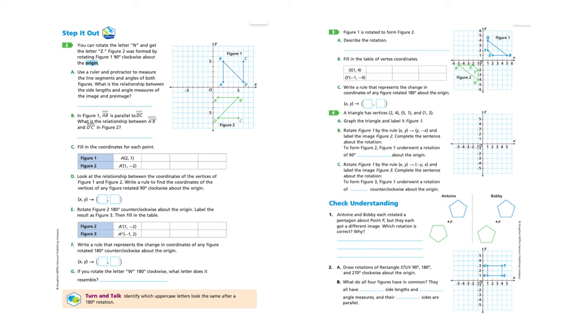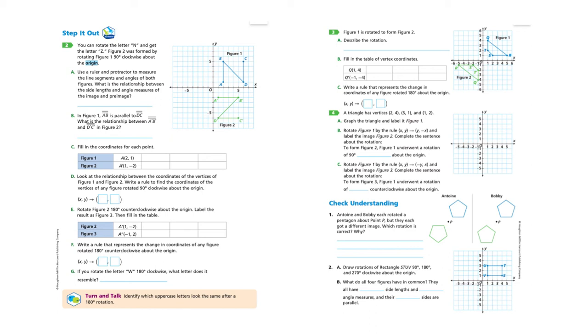And then in E, they want you to rotate figure 2 counterclockwise, so now you're going the opposite way, about the origin again. Label the result as figure 3, then fill in the table. So now, in E, figure 2 is your pre-image, and figure 3 will be your image. And so you'll fill in this table with A prime, B prime, C prime, D prime, and then for figure 3, it'll be A prime prime, B prime prime, and so on. And then your rule will be here, and that will be representative of the changes in coordinates of any figure rotated 180 degrees counterclockwise about the origin.